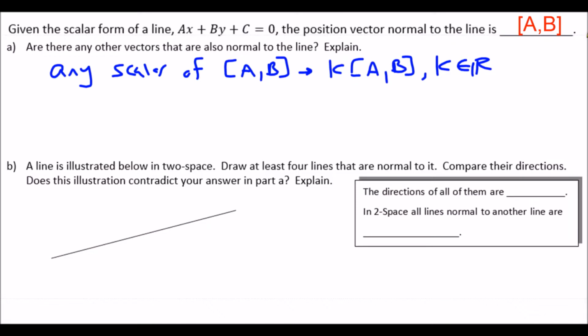All right, so here a line is illustrated below in 2 space. Draw at least 4 other lines that are normal to it. I think I might just do 3. Compare their direction. Does this illustration contradict your answer in part A? Explain. So here's one, here's another, here's another. And of course, these are all perpendicular to the line. The direction of all of these are the same or opposite. In 2 space, all lines normal to another line are parallel.